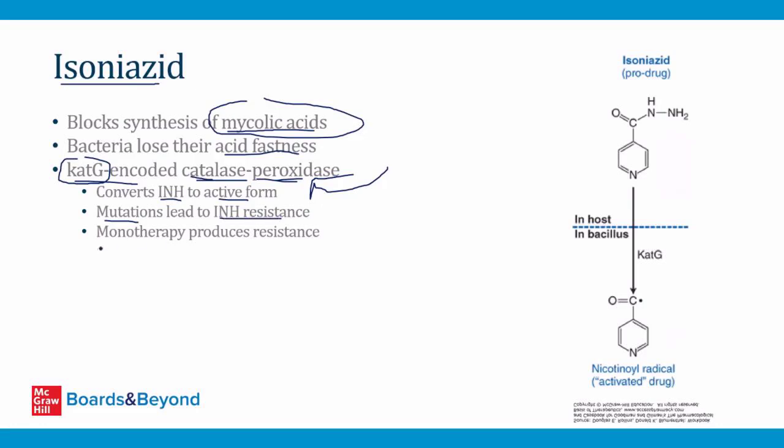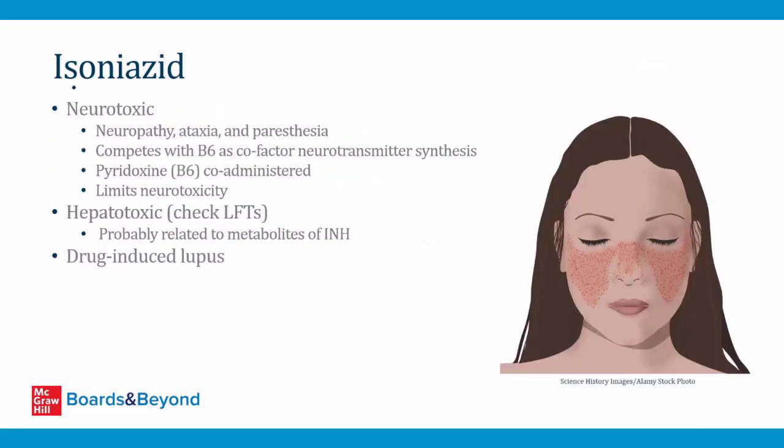And this is one of many reasons why monotherapy with antibiotics like isoniazid is not used to treat tuberculosis, because eventually it will produce resistance when the drug is used alone. Isoniazid has some special adverse effects that often come up in Step 1 questions, so let's talk about those now.